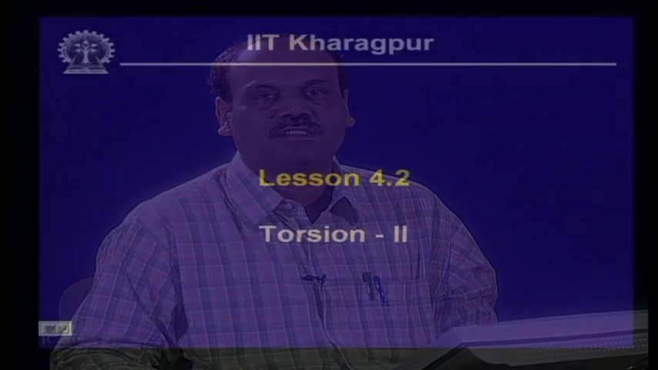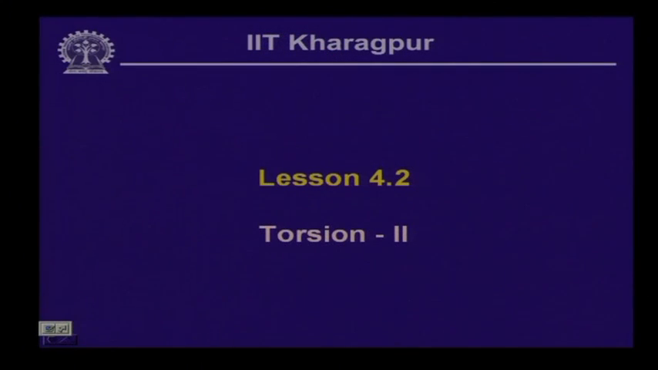Welcome to the second lesson of the fourth module, which is on torsion part 2. In fact, in the last lesson, which was on the first part of torsion, we have seen some aspects of the torsional moment which are applied on a bar, and we had considered that particular section, the cross section of which is a solid circular one, and we have seen the effect of the torsional moment in such a cross-sectional bar.